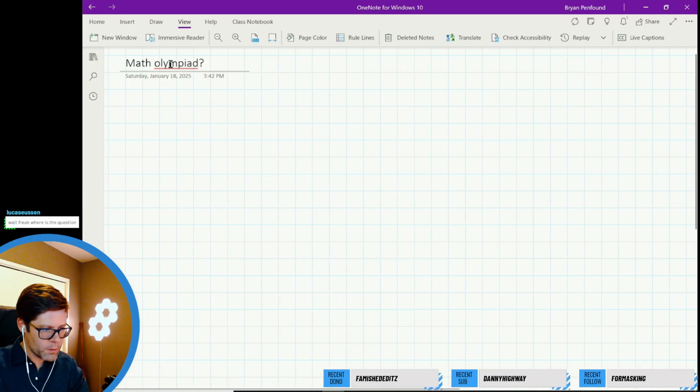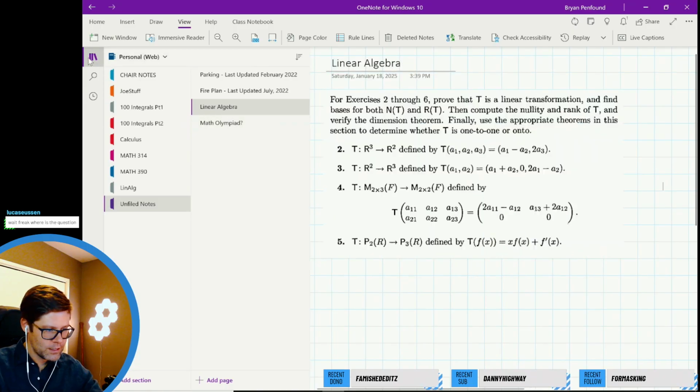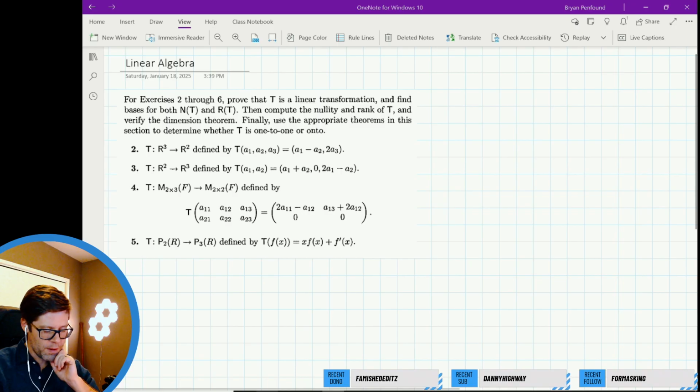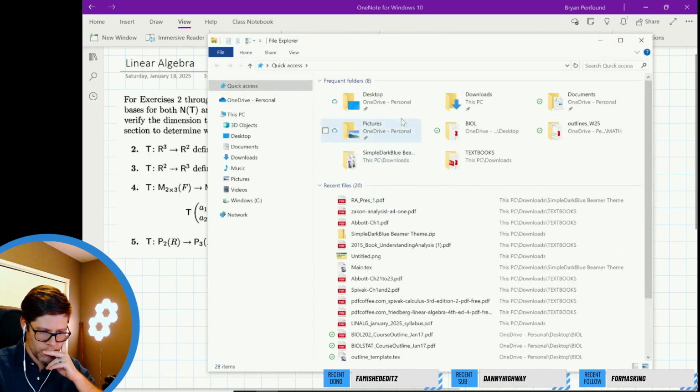Did I spell that wrong? Oh, I just wanted a capital letter. Where is the question? Prove that T is linear and find bases for both the null, I think this is rank and null space, of the transformation, then compute the nullity and rank. So that's the dimensions. That must be the row space and the, wait. I have to look up what this notation is.